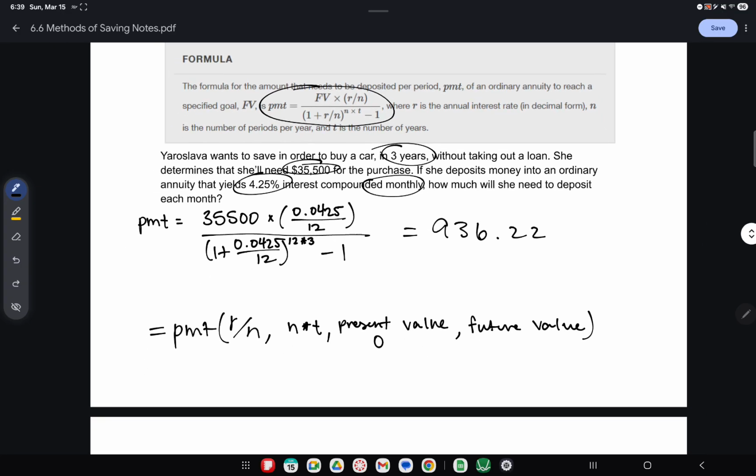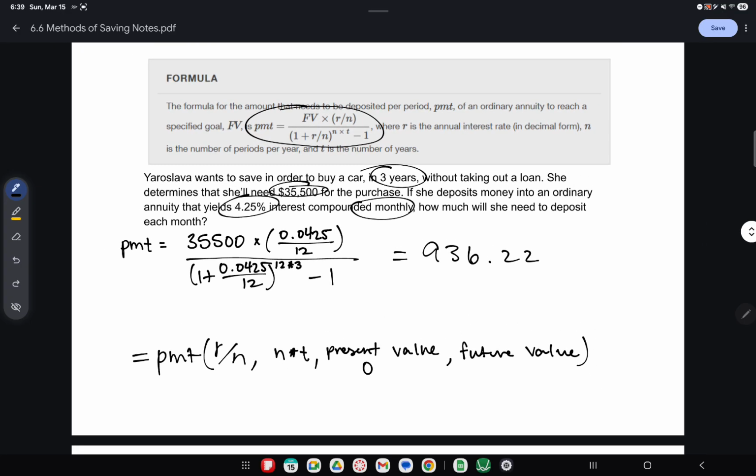And all right, that is all for the different types of savings that we talk about in this class. If you have any questions, let me know.